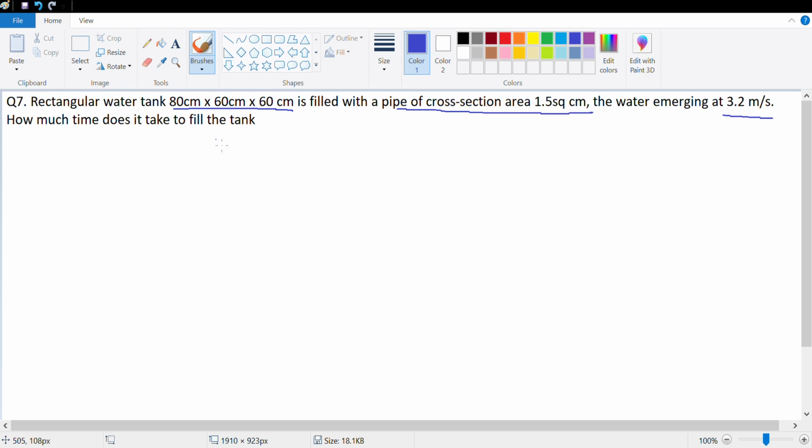So we first need to figure out how much volume does the pipe need to fill. So total volume, total water required, which is equal to volume of tank, is equal to 80 into 60 into 60, that's length into breadth into height, centimeter cube. Perfect. Let's figure out how much water does the pipe give out in 1 second. Okay, so but again I notice that this is given in meter per second and everything else is in centimeter.